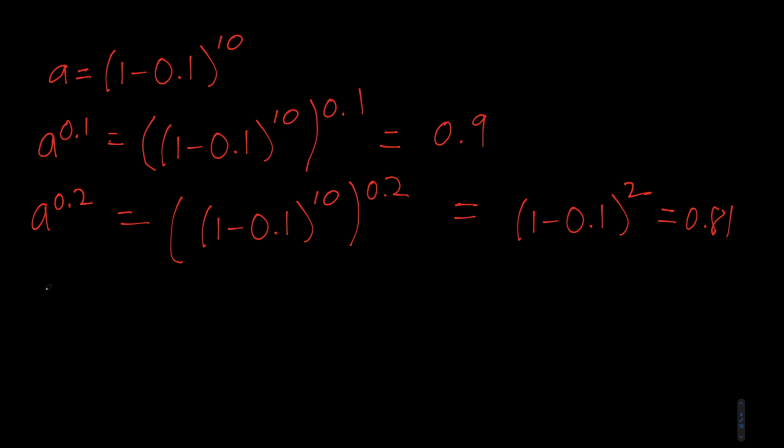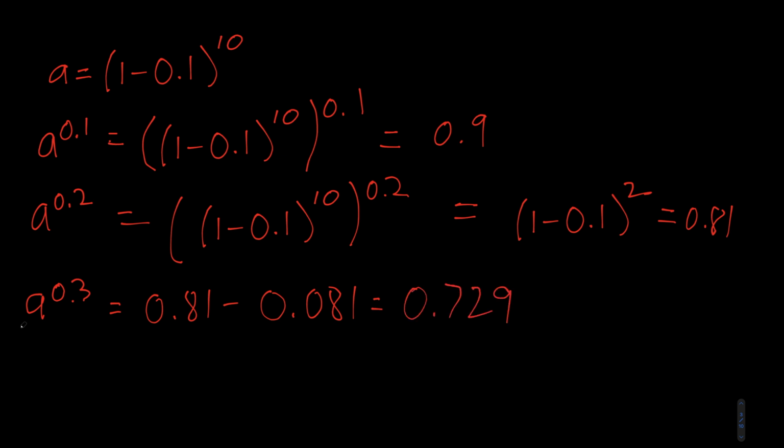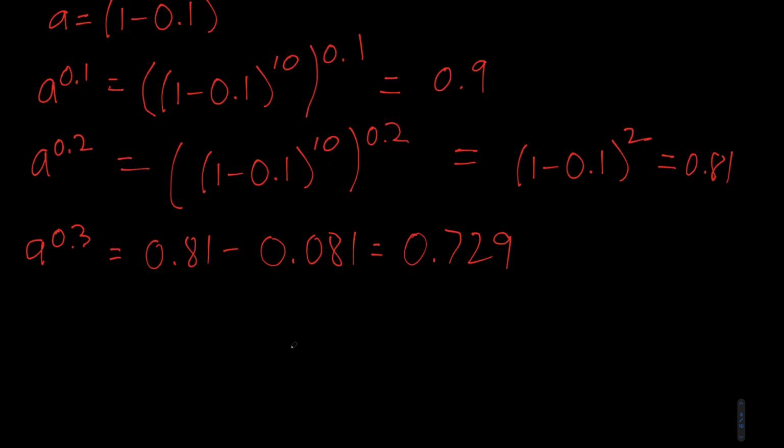So let's say, for example, we had a 0.3, and that would just be equal to 0.81 minus 0.081, and we did 0.729. And so now we have something like 0.3. We have a value for that, 0.729. And that's how they generated these log tables.